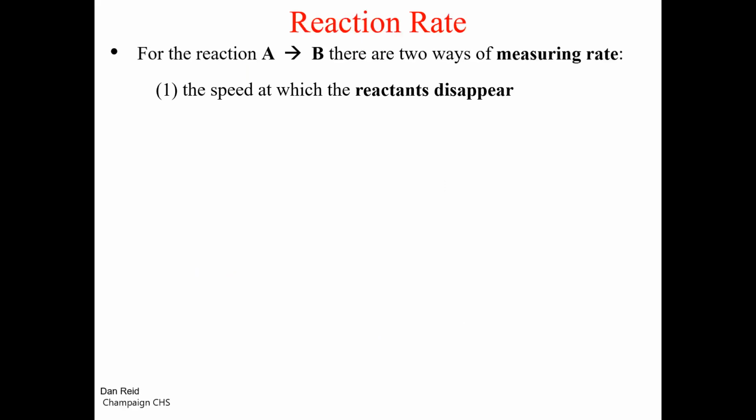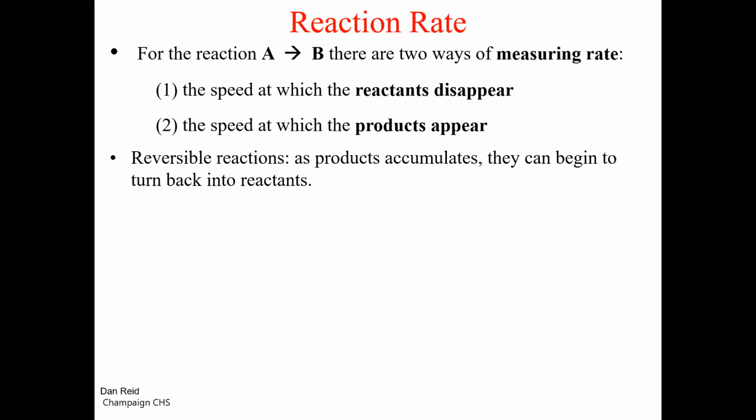So the next thing now is the reaction. If we have A to produce B, there are two ways of measuring the rate of the reaction. Number one, the speed at which the reactant disappears. Of course, from the previous slide, I said that usually the concentration of A is decreasing while the concentration of B is increasing.